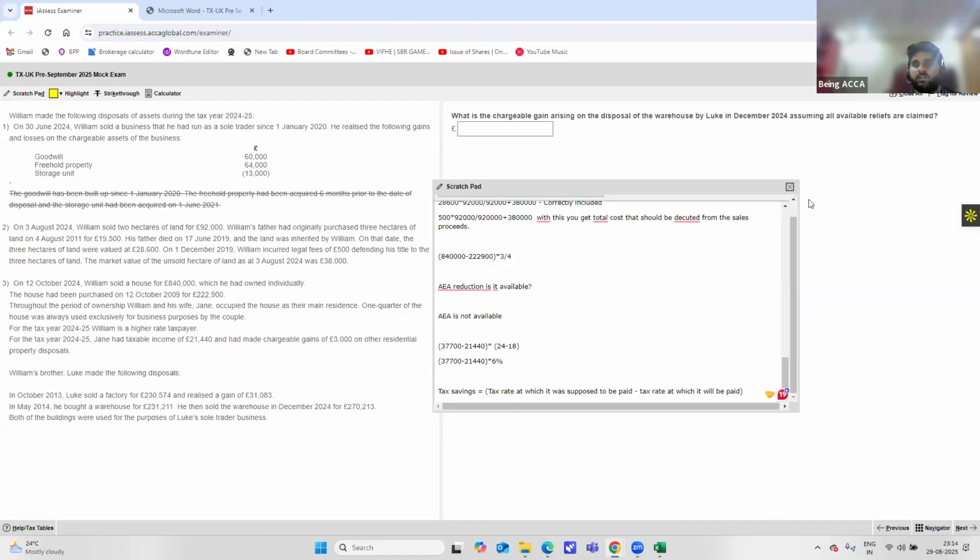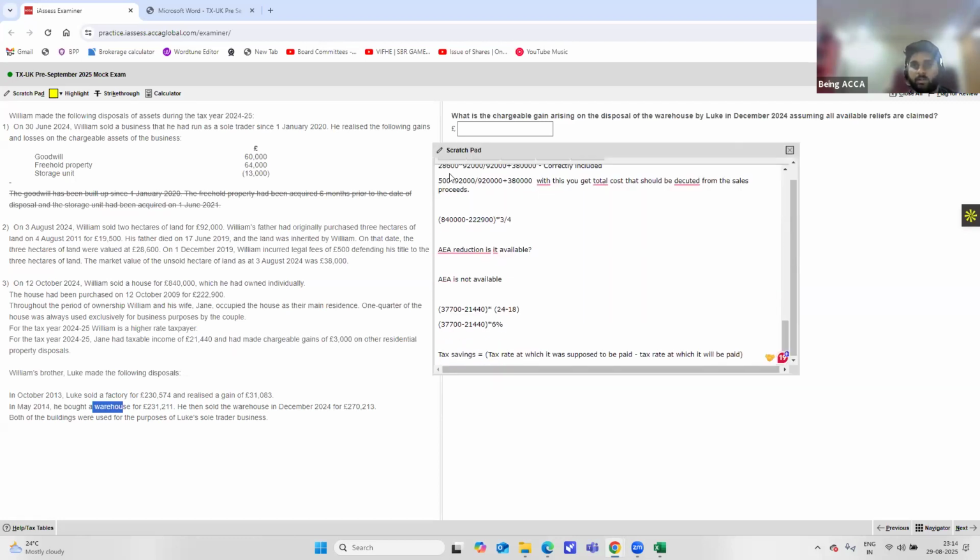So here, what can be understood? Claiming all the reliefs available. So a factory has been sold and a warehouse has been purchased. So what is the first relief that comes into your mind when you think of this point?